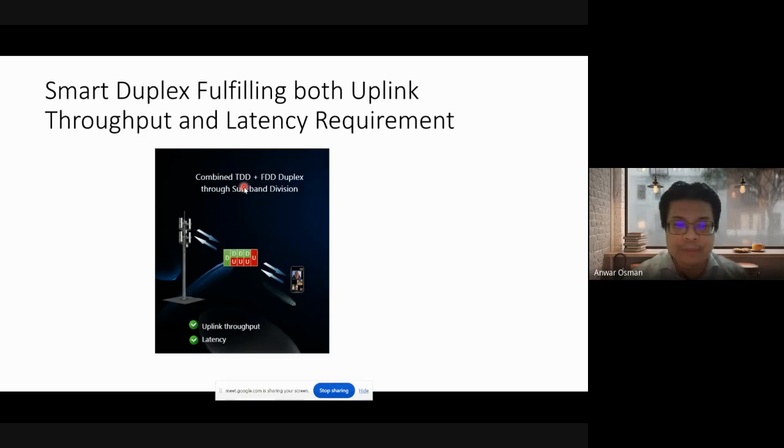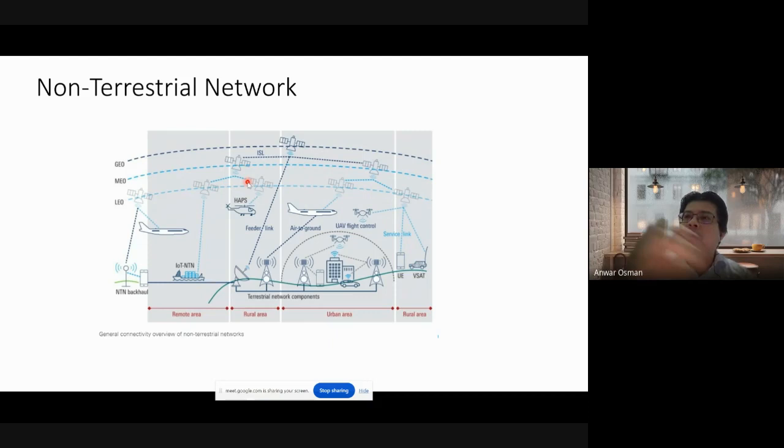Next, how do we get ubiquitous connectivity? We go to the plantation. It's a very wide area, but you don't have a lot of base stations because there's not much population, but you want to put devices that are connected to 5G. So one option is to use satellite service, the 5G non-terrestrial network, so that we can have ubiquitous connectivity for 5G.